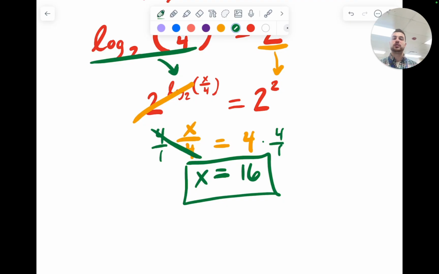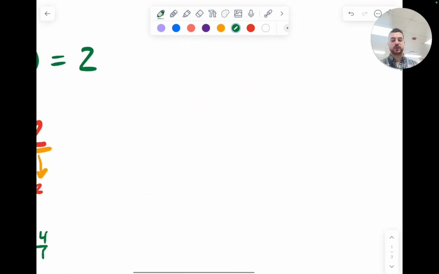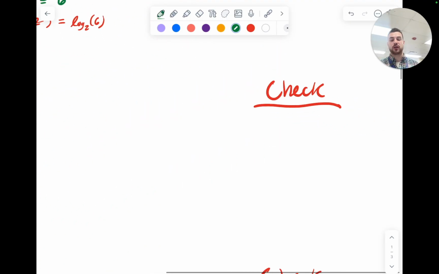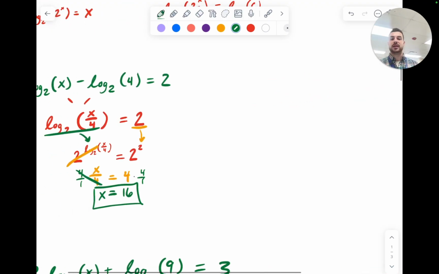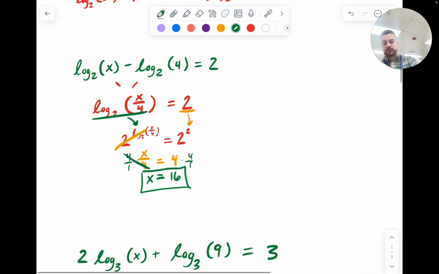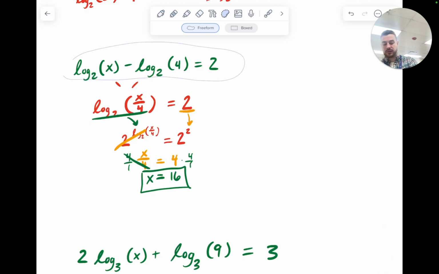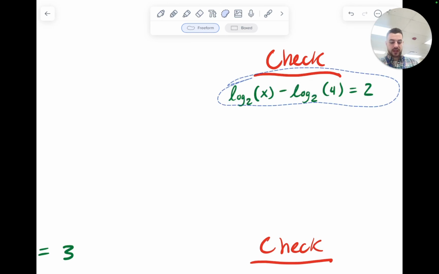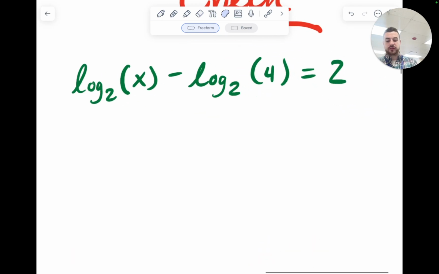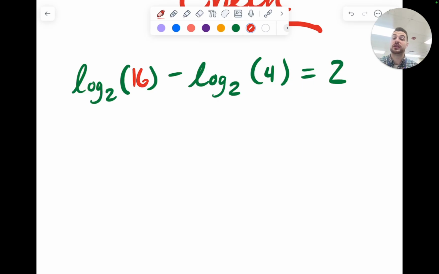Now, what I want to make sure that we're doing is we should always be going back in and checking our work. So I'm going to take my original problem and copy it right here. I just solved to get x is equal to 16. So all I'm going to do is plug this into my calculator to make sure that it works.